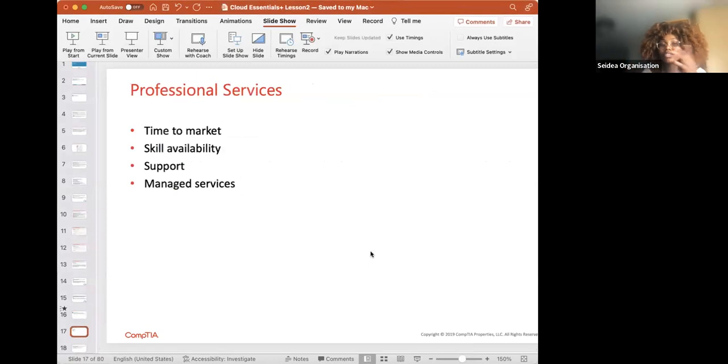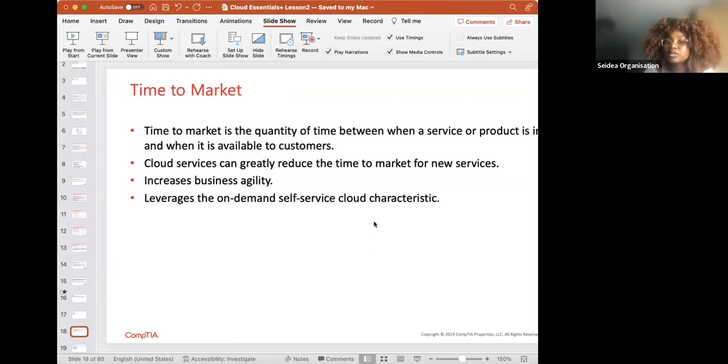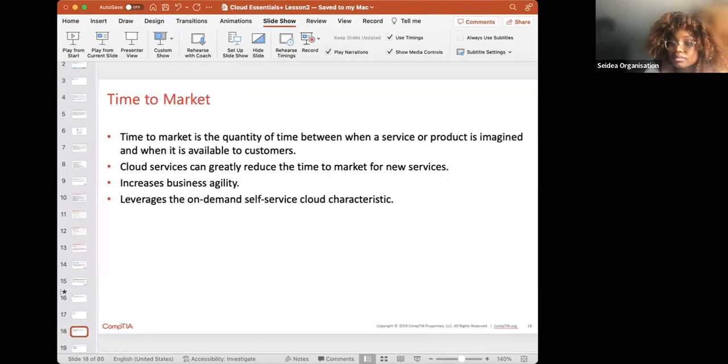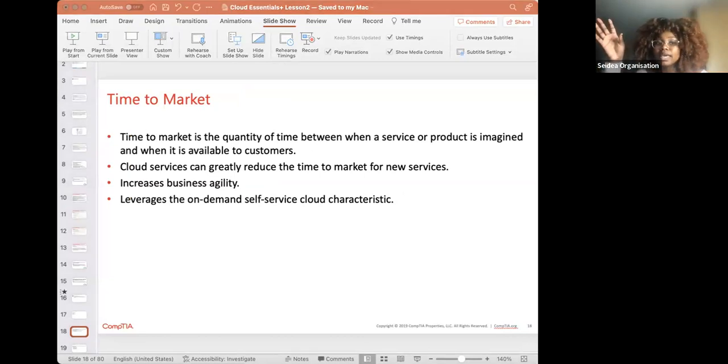Now, going back to professional services, we're going to first start with time to market. Time to market is the quantity of time between when a service or a product is imagined and when it's available to the customers. So the definition of time to market is the duration between the conception of a product or service and its availability to customers.